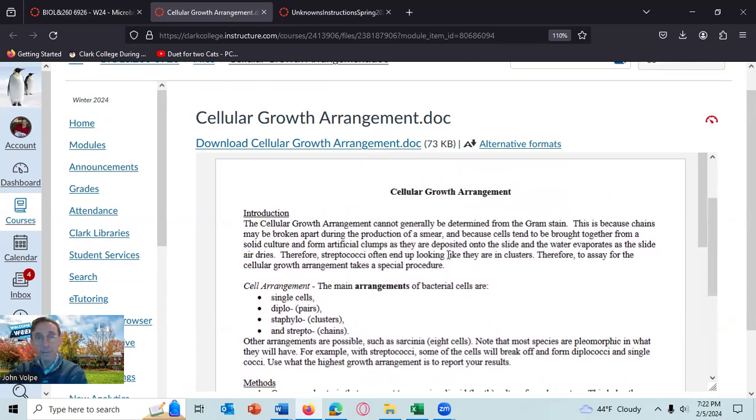The cellular growth arrangement cannot generally be determined from the gram stain. This is because chains may be broken apart in the production of a smear and the gram stain, and because cells tend to be brought together from a solid culture and then form artificial clumps as they are deposited onto the slide, and the water evaporates from the slide and the bacteria air dry, making streptococci look like they are in clusters. Therefore, to assay for cellular growth arrangements, you have to use a special procedure called the cellular growth arrangement.